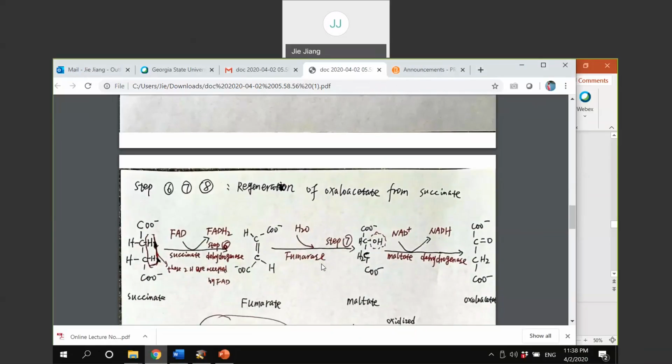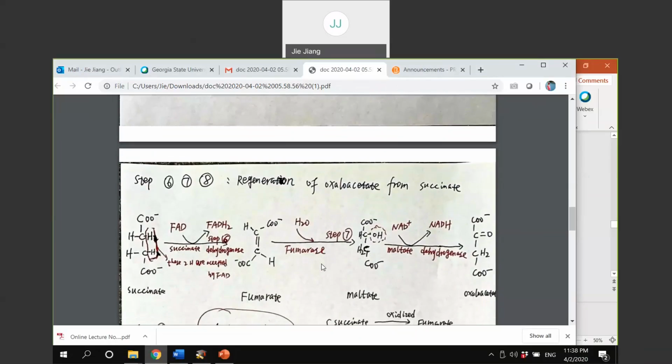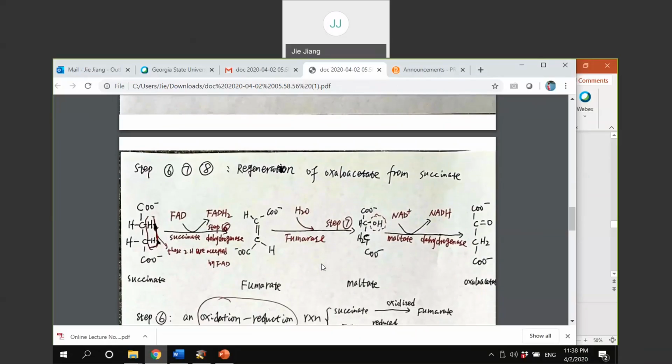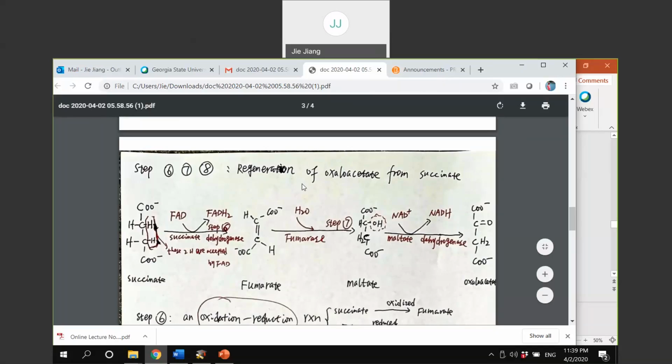So the rest of steps 6, 7, 8, we're going to combine them together to discuss. Overall, these 3 steps are the regeneration of the oxaloacetate. Remember the first step, we have the acetyl-CoA react with oxaloacetate to form the citrate, right? So it's a circle. The last step, you actually regenerate oxaloacetate to enter another citric acid cycle. So let's see how this regeneration can be completed.